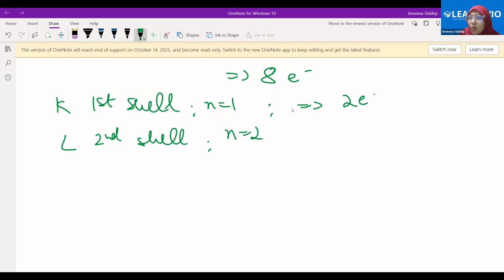For the second shell, n will be equal to 2, right? And what will be the maximum number of electrons? 2n square will give us 8. So the maximum number of electrons that would be present in the second shell is 8. Let's come to the third shell. What will be the value of n here? 3. What could be the maximum number of electrons present in this shell? 18.